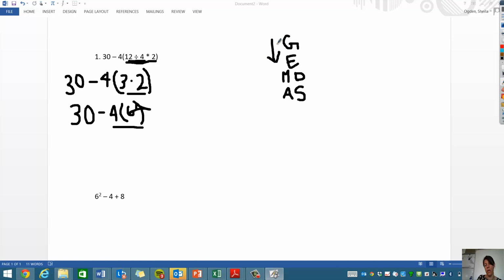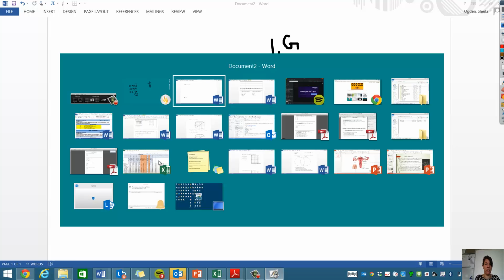According to order of operations, I need to multiply before I subtract. So this is going to be 30 minus 6 times 4 is 24. So this is 30 minus 24. Now I can just line them up and do the math. 30 minus 24 is 6.